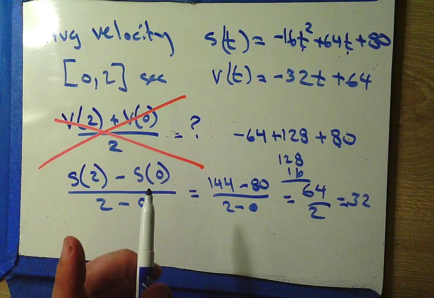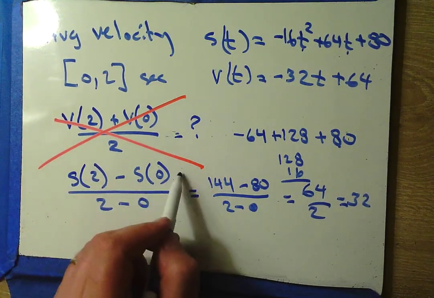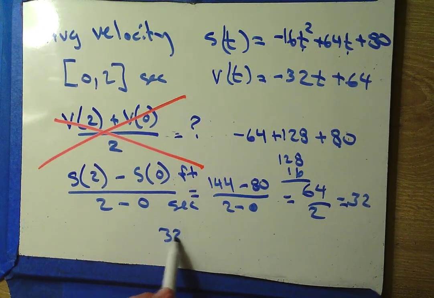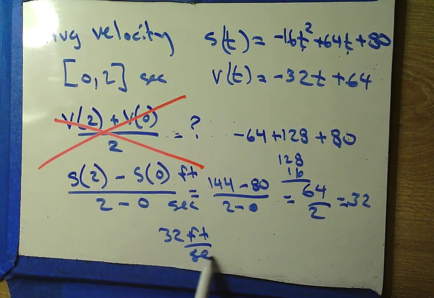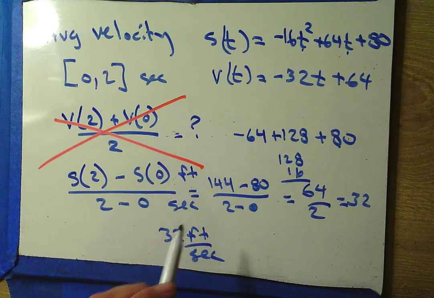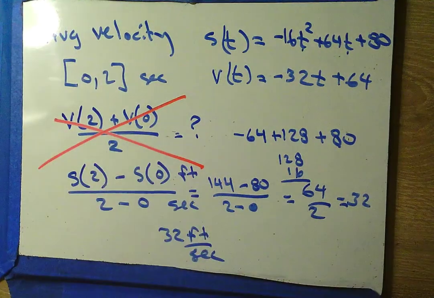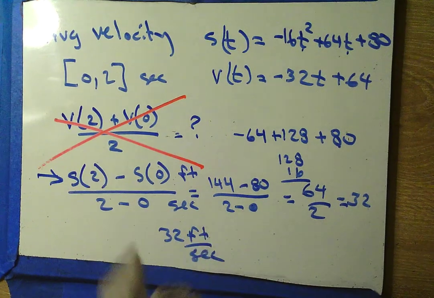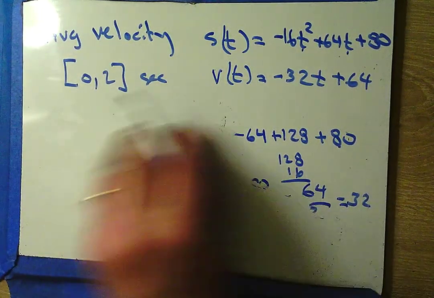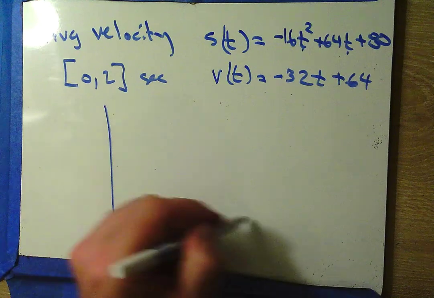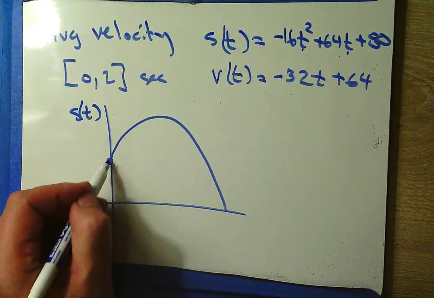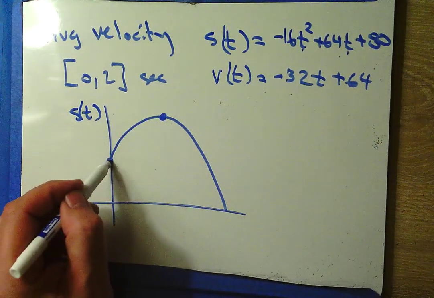Now what are the units? Well, the units here are feet, and the units here are seconds. So 32 feet per second is the average velocity from 0 to 2. Does that make sense? Well, let's look at the graph. Which graph? The graph of position, because average velocity shows up as the slope of the secant on that graph. Remember this graph we had of position from 0 to 2.